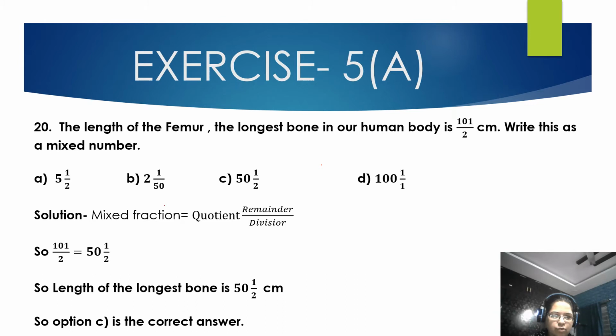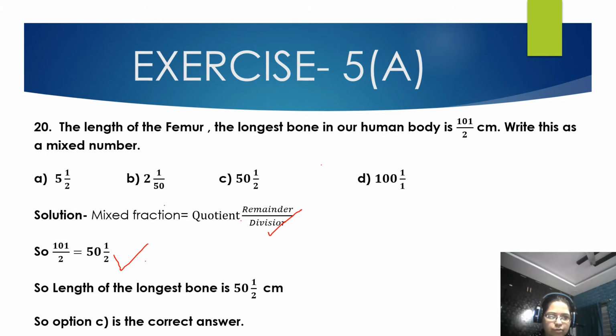We know a mixed fraction is quotient, remainder divided by divisor. We first have to divide 101 by 2. We get 50 as the quotient. 101 is 50 multiplied with 2 plus 1. 50 is the quotient, 1 is the remainder and 2 is the divisor. So 101 divided by 2 is equal to 50 and 1 divided by 2, and that is the mixed fraction.